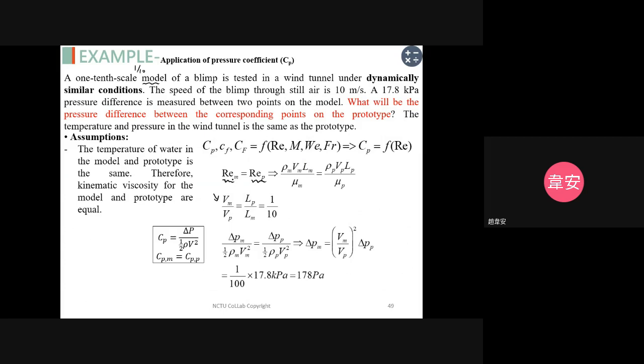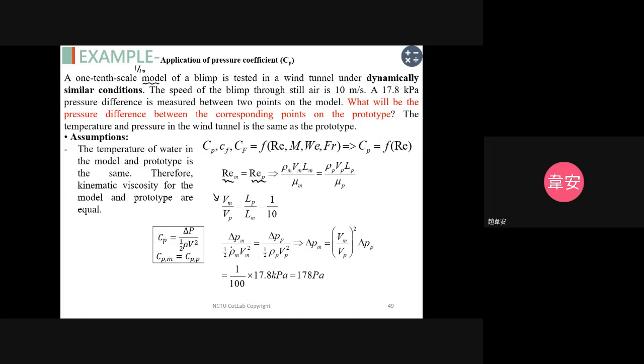Thus, the Reynolds numbers and the independent pi groups are equal. So that means the dependent pi groups, such as the pressure coefficients for these systems shown here, should also be equal. So we write down the balance for the pressure coefficients.